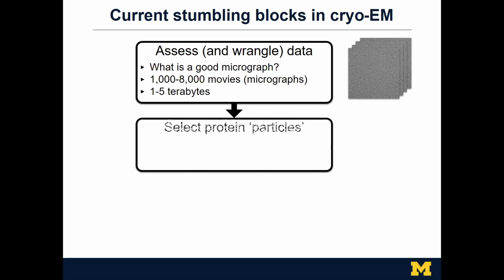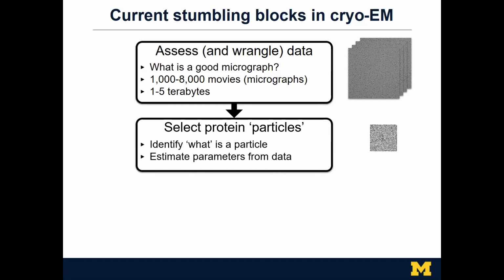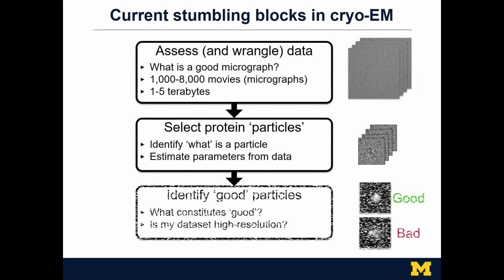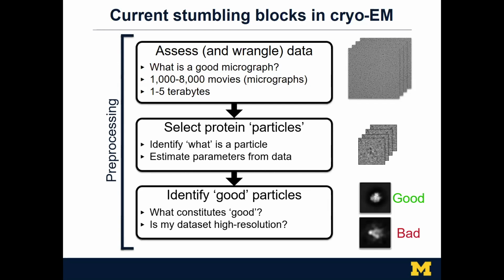And then you have to do particle picking. So particle pickers, ideally you want a particle picker that avoids junk. And also you have to estimate the parameters, especially like the box size for picking for most particle pickers. And finally, you have to identify good particles from the 2D classification results, basically to identify good 2D class averages.